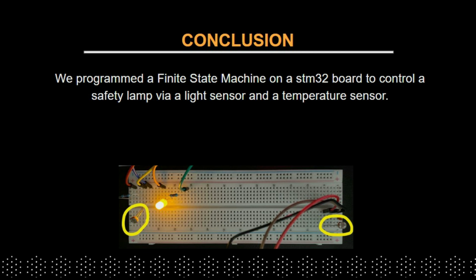In conclusion, we were able to program and make a functional finite state machine on an STM32 board that controls a safety lamp. Here's an image of the light being controlled with a sensor. This was controlled using a light sensor and a temperature sensor to activate a buzzer and a specific LED based on the temperature. Thank you.